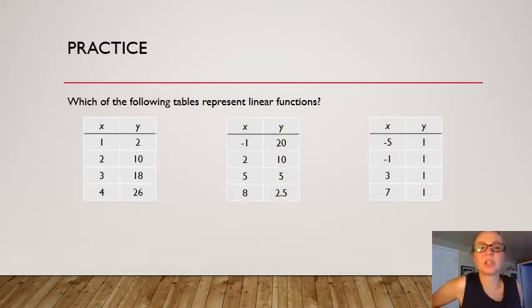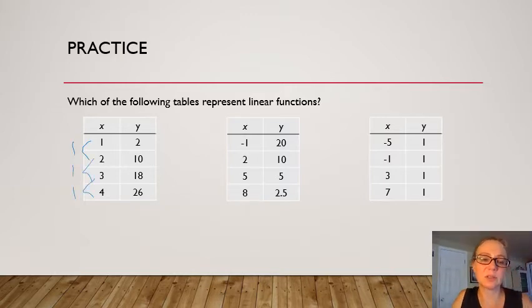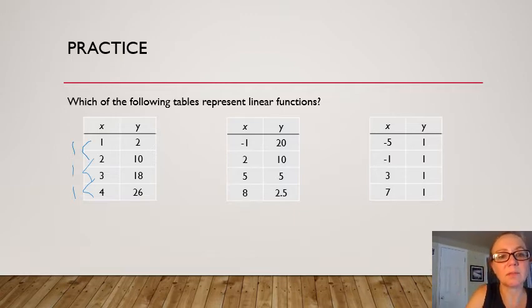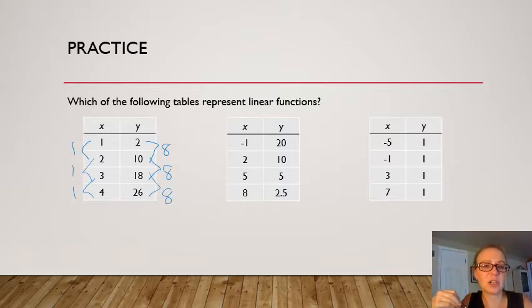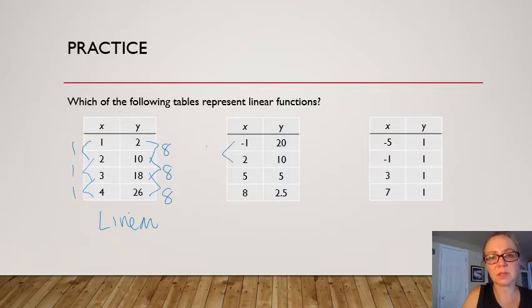Now we're going to practice what we just learned. So we want to look for a constant change in x. From 1 to 2 is 1, 2 to 3 is 1, 3 to 4 is 1. That corresponds to a constant change in y. From 2 to 10 is a jump of 8, from 10 to 18, 8, and from 18 to 26, 8. So a constant change in x corresponds to a constant change in y. This one is linear. In the second table, from -1 to 2 is an increase of 3, from 2 to 5 is an increase of 3, and from 5 to 8 is an increase of 3.